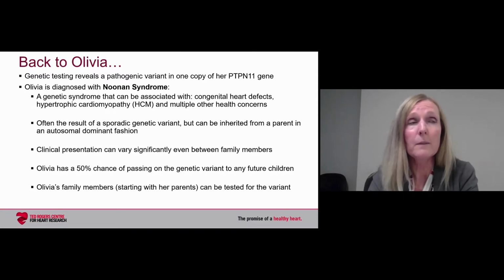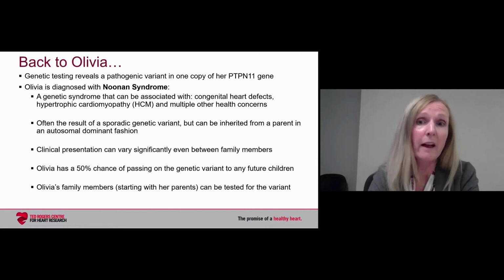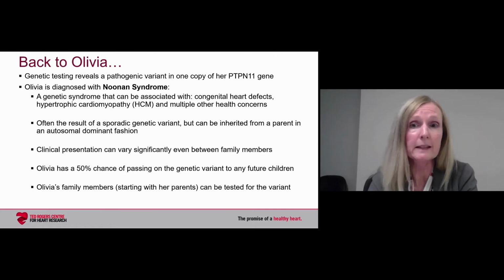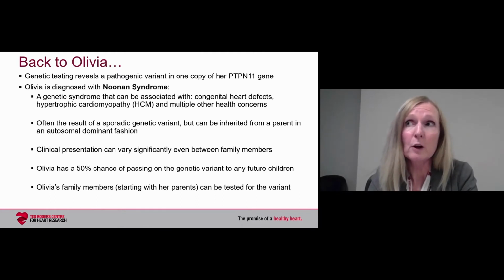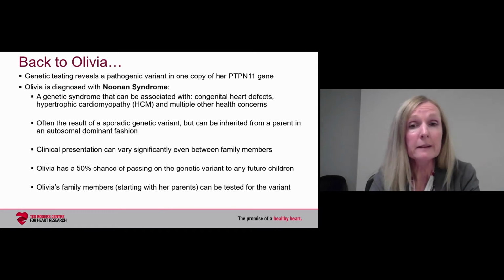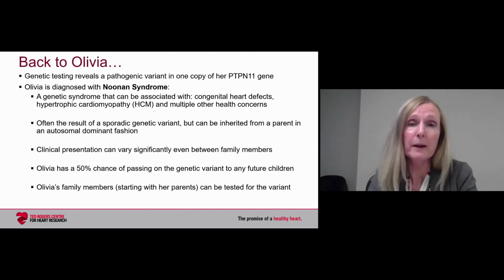So it's not uncommon that we find that what we thought was a healthy parent actually has the same genetic condition. We learned that Olivia has a 50% chance of passing on the genetic variant to any future children. And we also know that if one of her parents is found to also have this genetic change, there would be a 50% chance that that parent passed that variant onto one of Olivia's siblings.